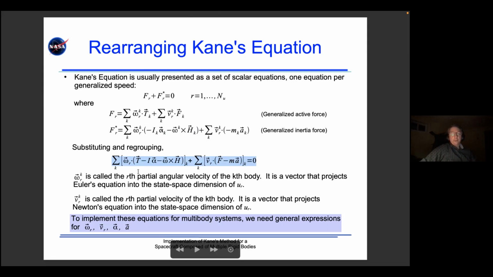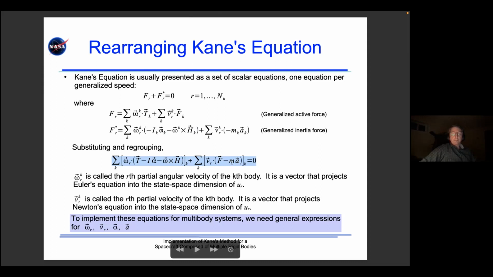We know what the mass is. We know what the moment of inertia is. At any particular instant, we know what the angular velocity is and the total system momentum. What we don't know are the angular accelerations and the linear accelerations. Those are the things we have to solve for.